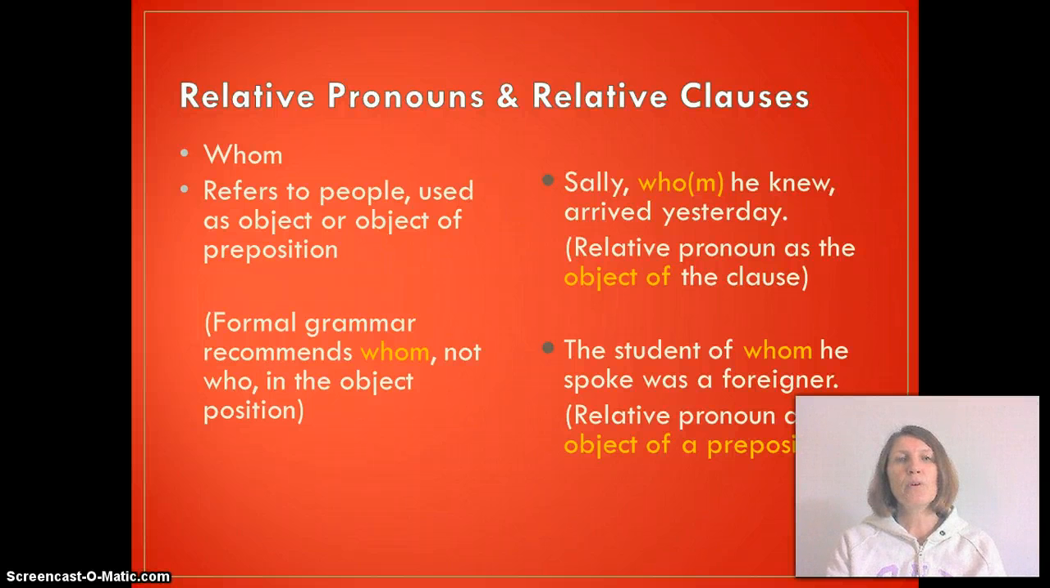Whom also refers to people, but it's used for the object of the sentence. Sally, whom he knew, arrived yesterday. The student of whom he spoke was a foreigner. So whom, not who, is in the object position.